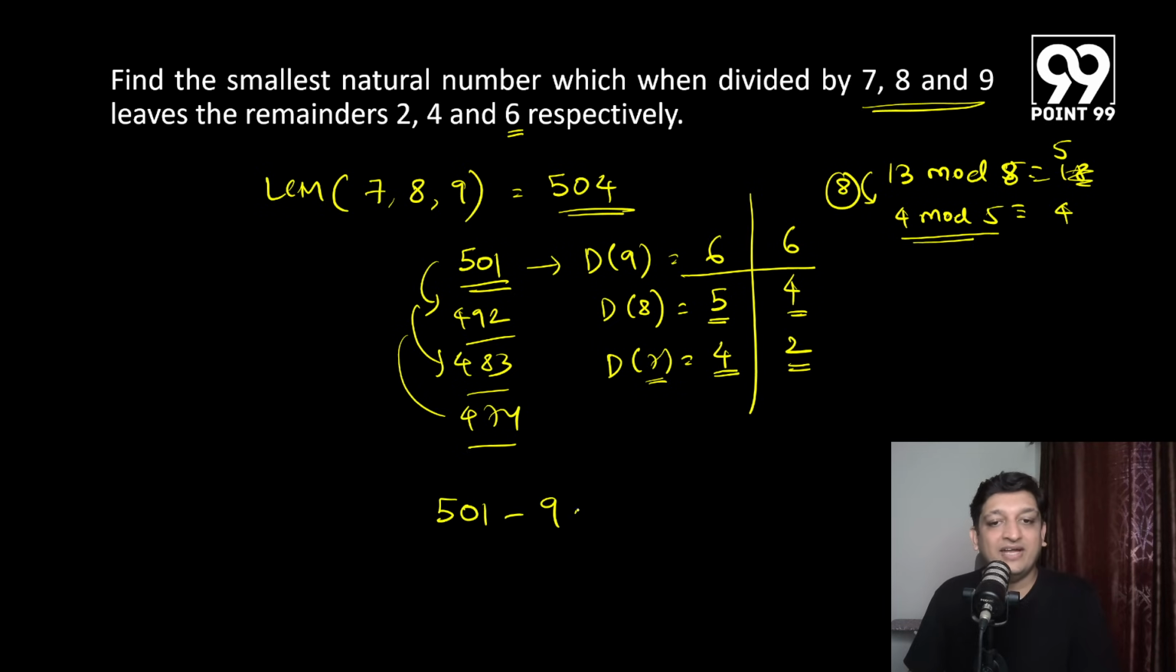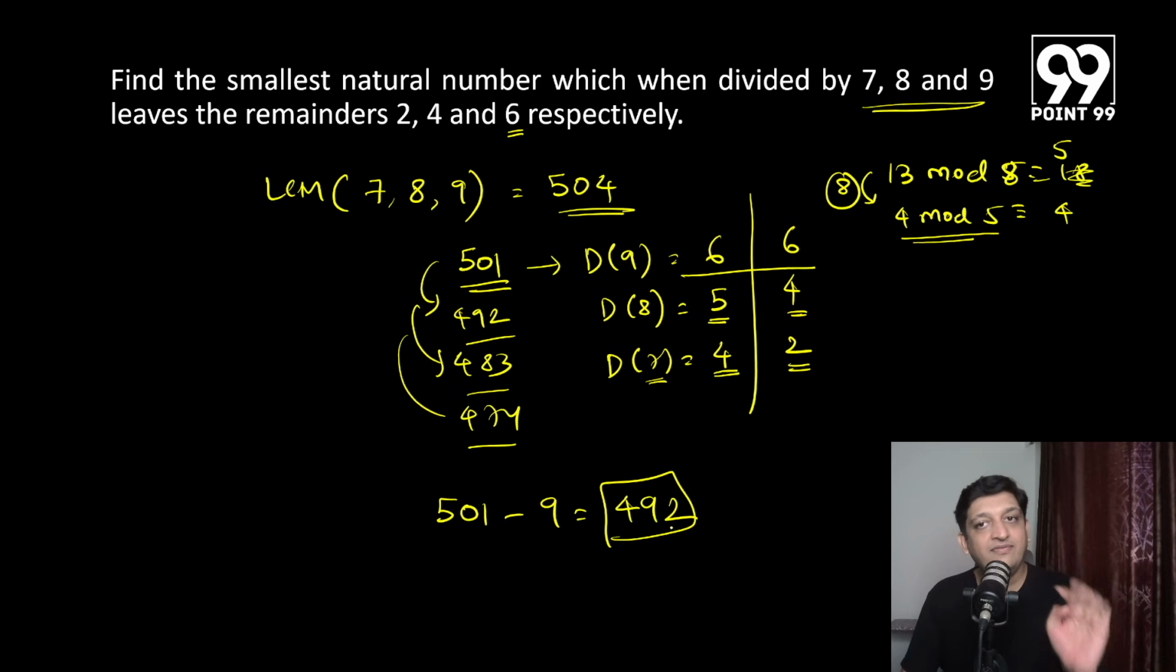I just have to do 501 minus 9, that is 492, which will also be the answer to this question, right? So 492 when divided by 9, of course the answer is going to be 6. 492 divided by 8, 8 6s are 48, 12, remainder is 4. And 492 divided by 7, 490 plus 2, again the remainder is 2.